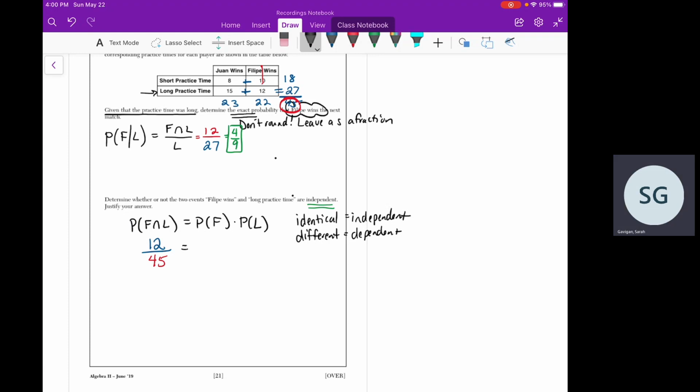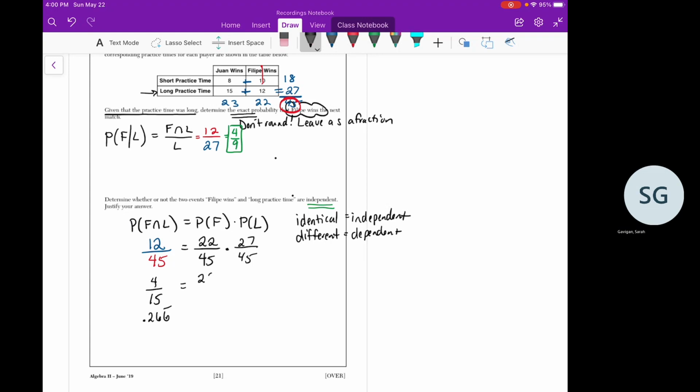The probability that Felipe is gonna win total, I just added that up. That's 22 over 45. The probability it's going to be a long practice time, I added that up. That's 27 over 45. So the left-hand side is 4 over 15, or it's 0.266 repeating. Doesn't really matter what that number is. This one is this number, or it's 0.293, and those are not equal to each other. Since they are not equal, they are different, they are dependent.